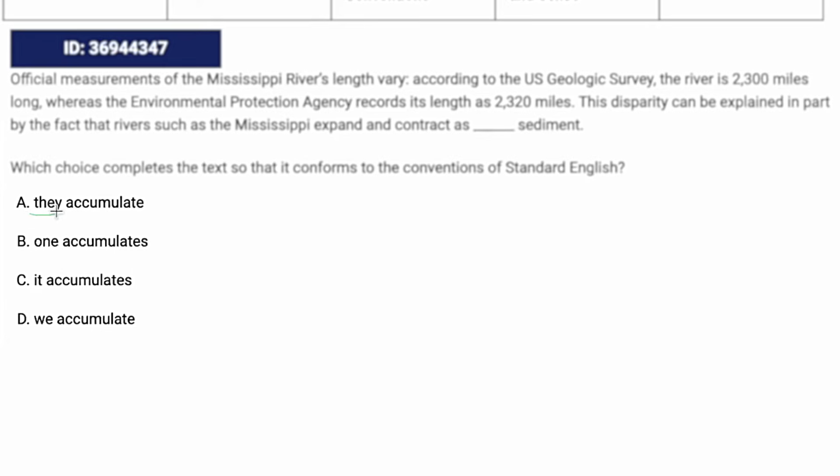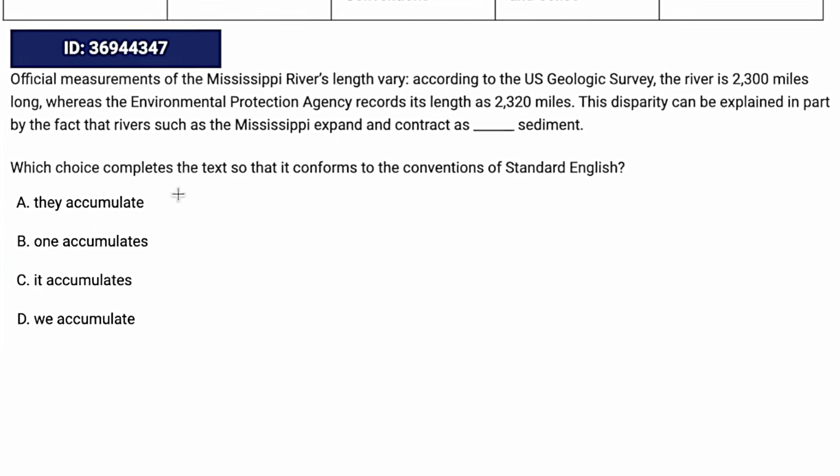Again, we've got different pronouns. We even have "one" in there, which is interesting. But let's try to find the original noun. "This disparity can be explained in part by the fact that rivers such as the Mississippi expand and contract as blank sediment." Let's think about this.